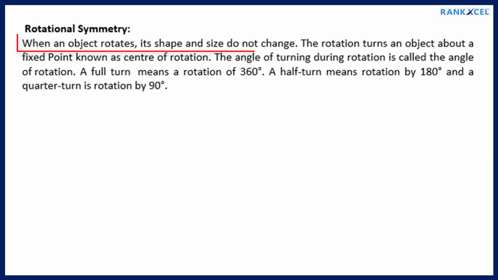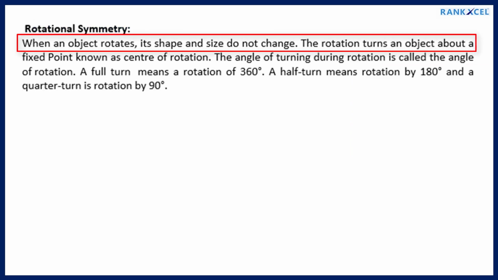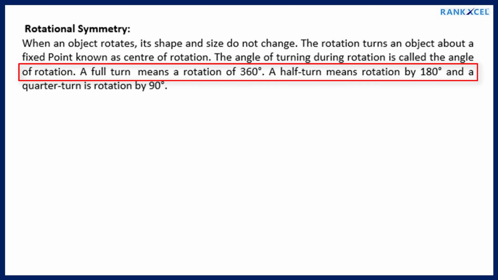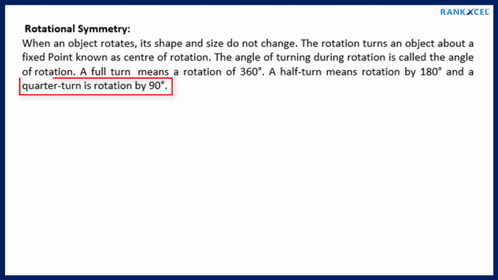Rotational symmetry. When an object rotates, its shape and size do not change. The rotation turns an object about a fixed point known as center of rotation. The angle of turning during rotation is called the angle of rotation. A full turn means a rotation of 360 degrees. A half turn means rotation by 180 degrees, and a quarter turn is rotation by 90 degrees.